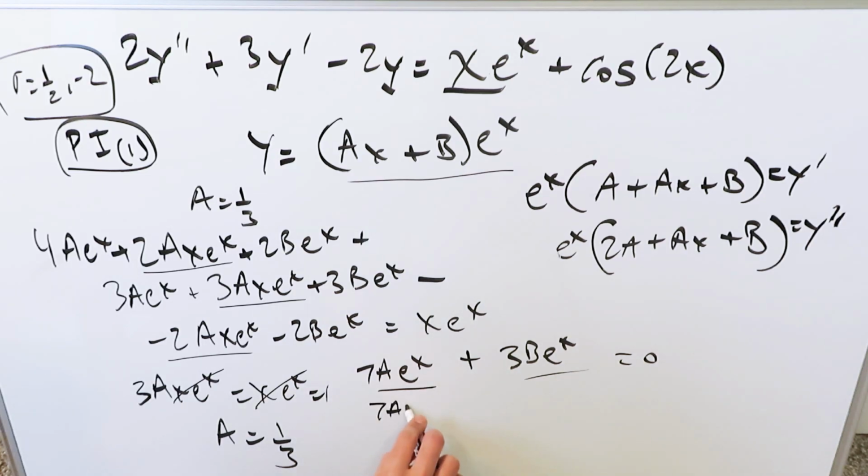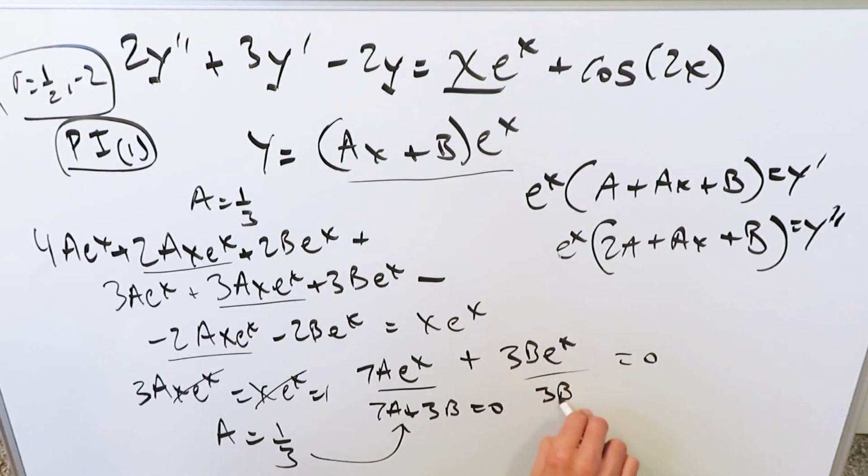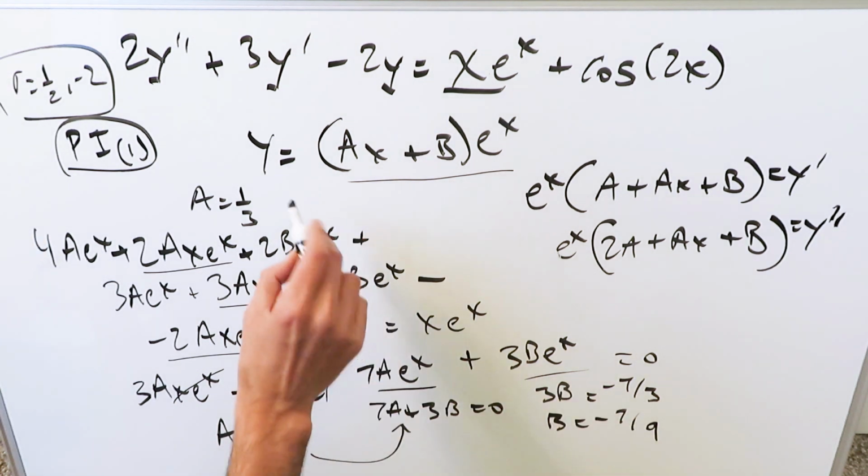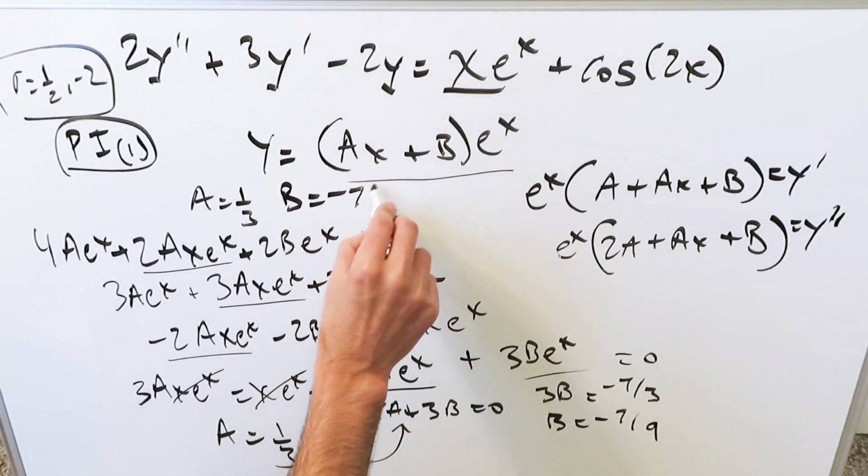You are looking at 7a plus 3b is equal to 0. Push this a right over here. You have over here 3b is equal to minus 7 over 3 going on the other side, and then b is equal to minus 7 over 3 divided by 3. You know what that is. That's minus 7 over 9. So I know my b is equal to minus 7 over 9.